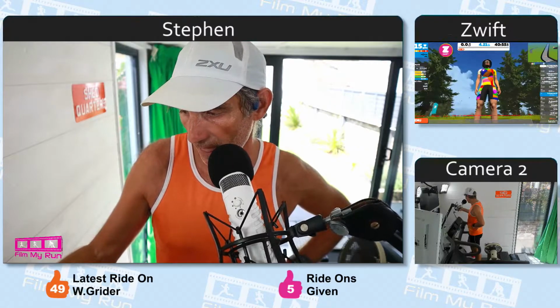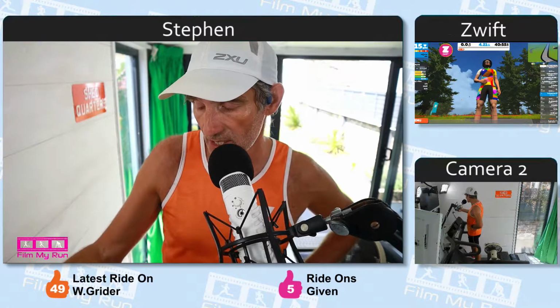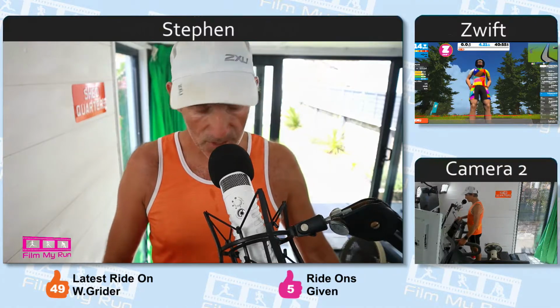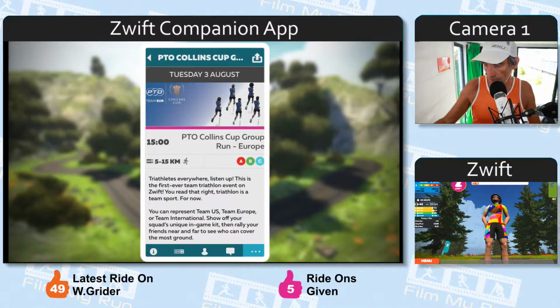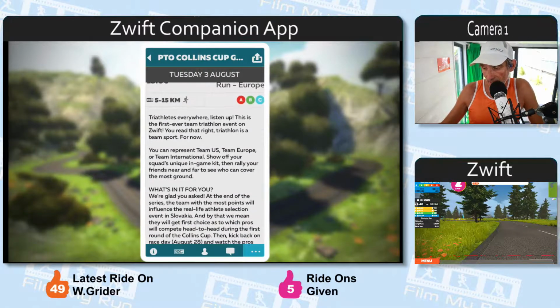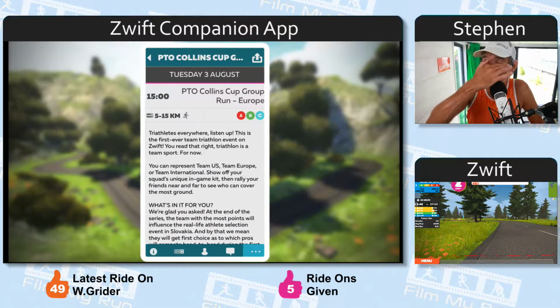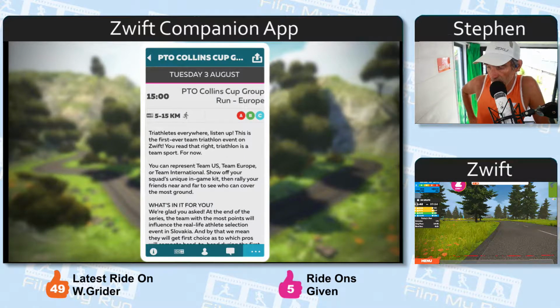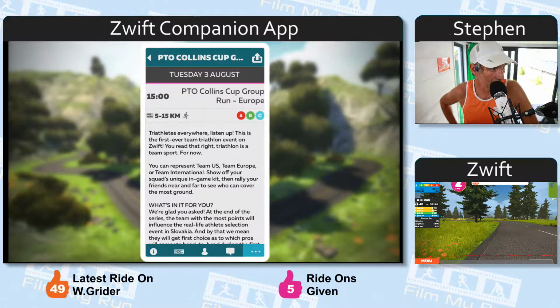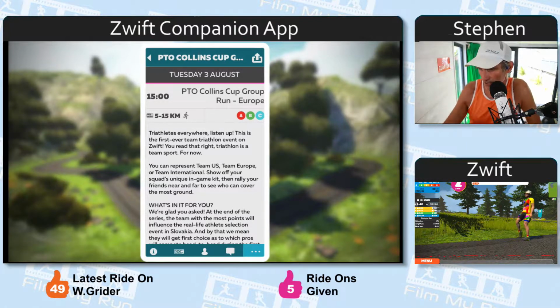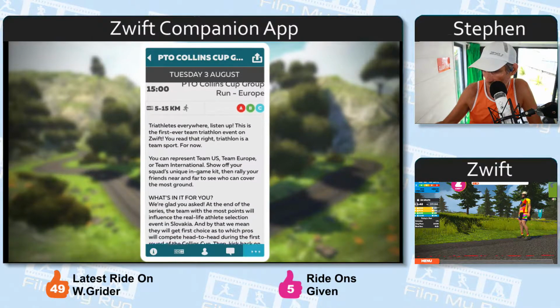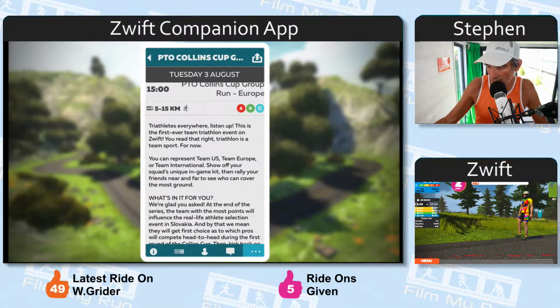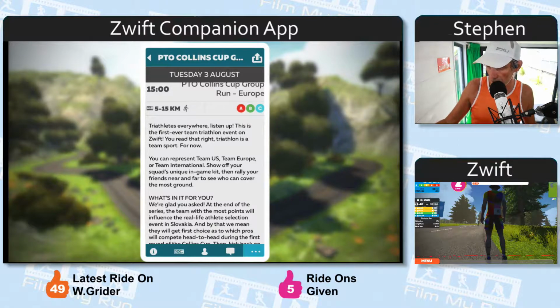Right, first up, Collins Cup. Now, if you haven't done one of these, this is worth thinking about. So the Collins Cup, they're not races, but they are group runs. But the idea is that we're in competition with the Americas and Oceania and the rest of, there's an international group as well. So Europe, international, Americas, who else is there? Oh no, right, it's Team US, Team Europe and Team International. So 3 teams, Team Europe, Team US and Team International.